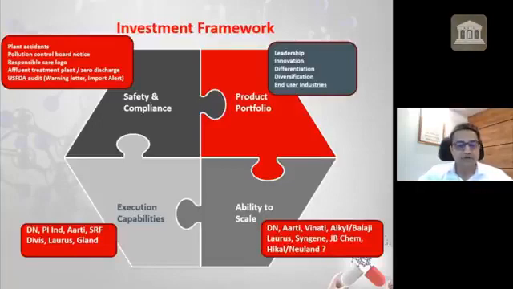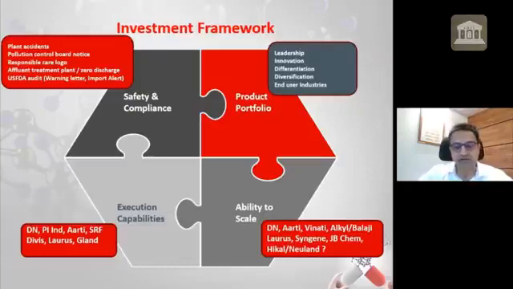The next two parameters are again the most differentiating and most important. One is execution capability and the next is the ability to scale. There is a difference between the two. PI Industries, Aarti Industries, SRF, Deepak Nitrite in the chemical sector, and in the pharma sector Divi's, Laurus and Gland, have excellent execution capability. They are able to execute large projects on time and with better returns.